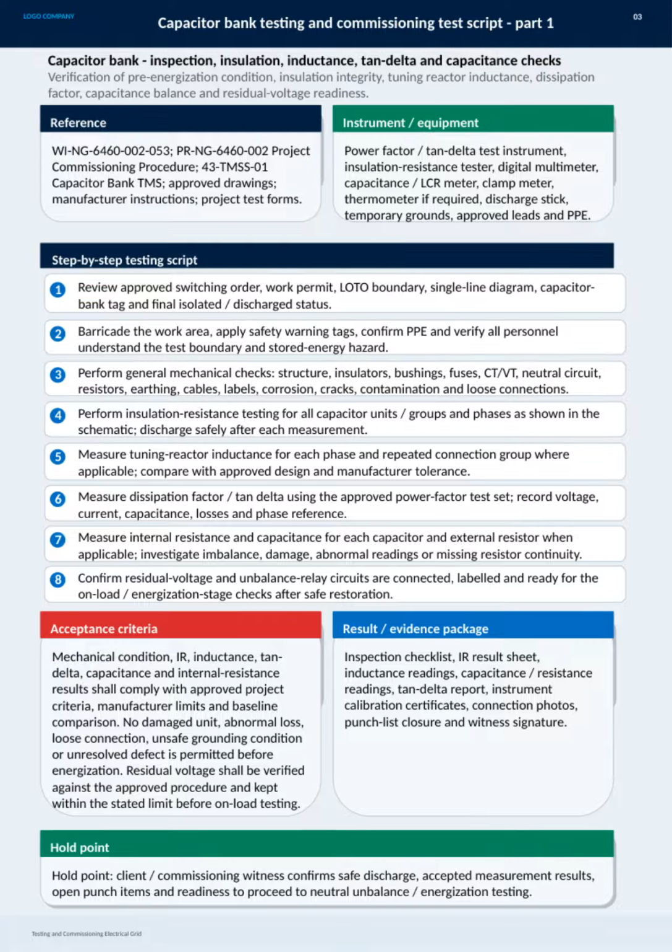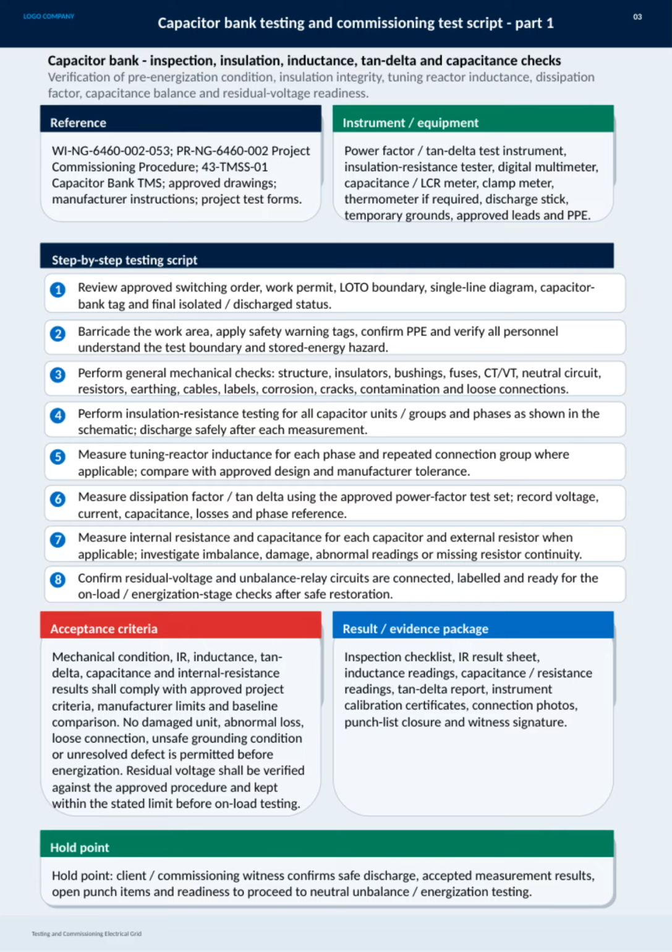The dissipation factor or tan delta is also measured to assess insulation condition, recording voltage, current, capacitance, and losses carefully. Internal resistance and capacitance readings help identify any imbalances or damaged components, and we confirm that residual voltage and unbalance-relay circuits are properly connected and labeled ahead of energization. Acceptance criteria emphasize compliance with project and manufacturer limits, requiring no damaged units, abnormal losses, loose connections, or unsafe grounding before energization. Residual voltage must be verified and within limits before moving ahead.